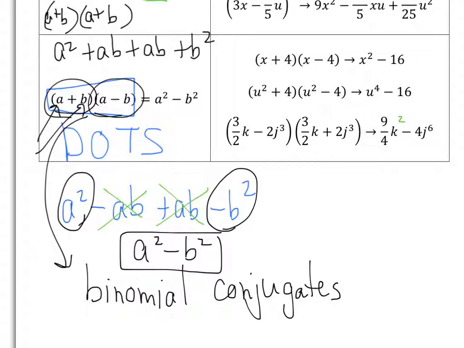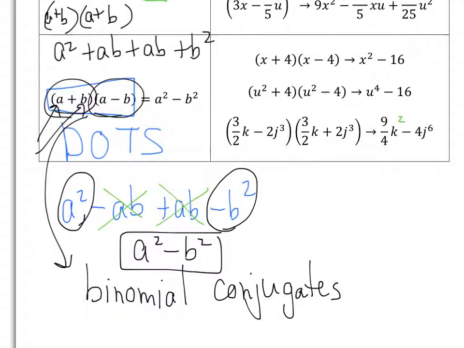Then I go ahead and I look at the last part. I'm going to say 2j cubed times 2j cubed. 2 times 2 is 4. J cubed times j cubed is j to the 6th. It's a positive here and a negative here, so I get a negative as a result.